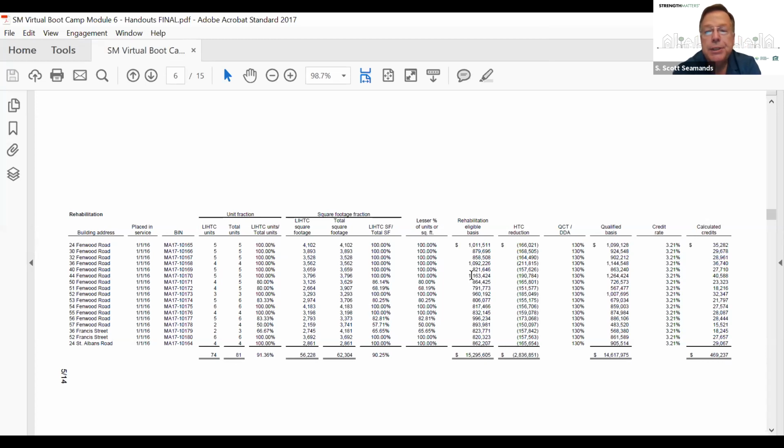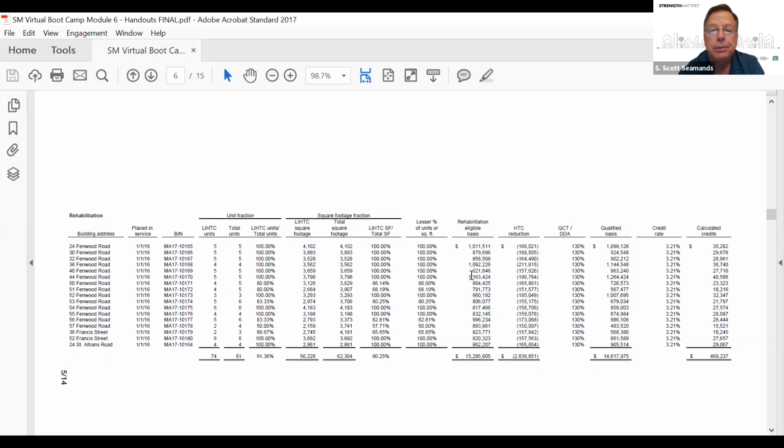Then the rest of the schedule is the same as the previous one, where you're comparing market rate units and low income units, square footage and unit counts, and coming up with the same percentages we saw before, but allocating it times the rehab basis now. The rehab basis is the 15 million minus the historic tax credit we saw. So we get the 130% boost. And so eventually we come to the numbers that we saw again on that earlier page, which was a summary of the rehab credits.